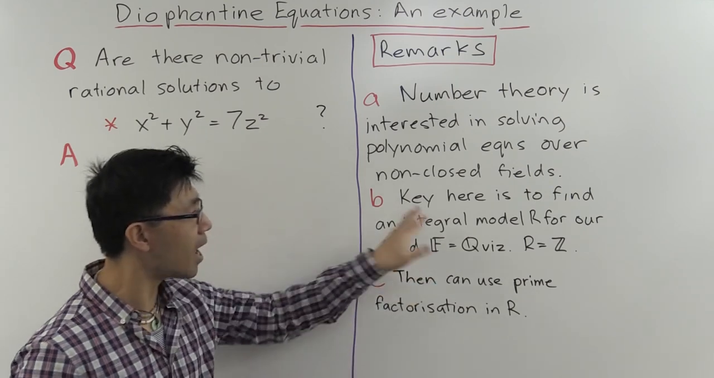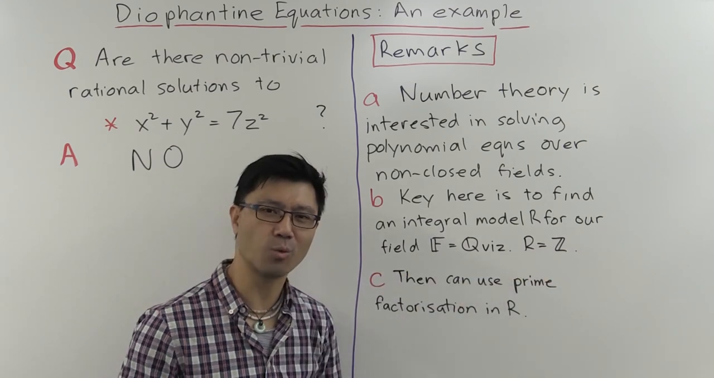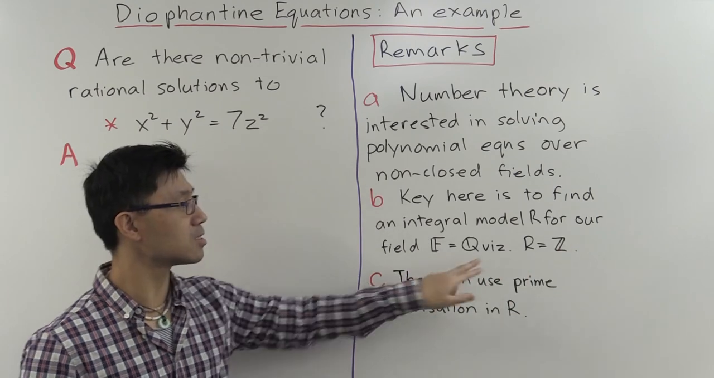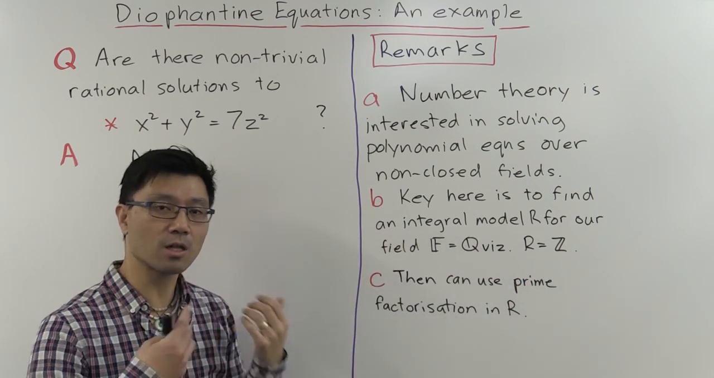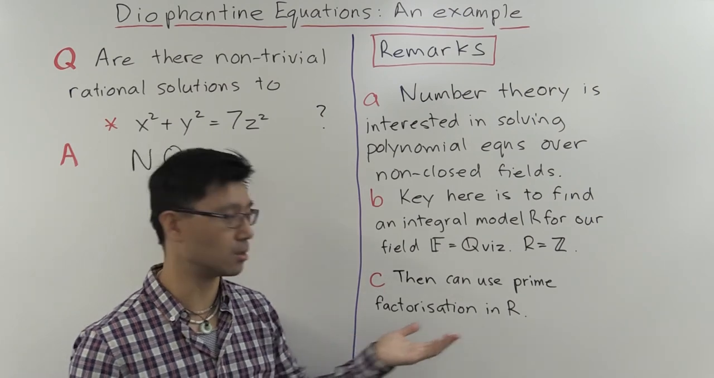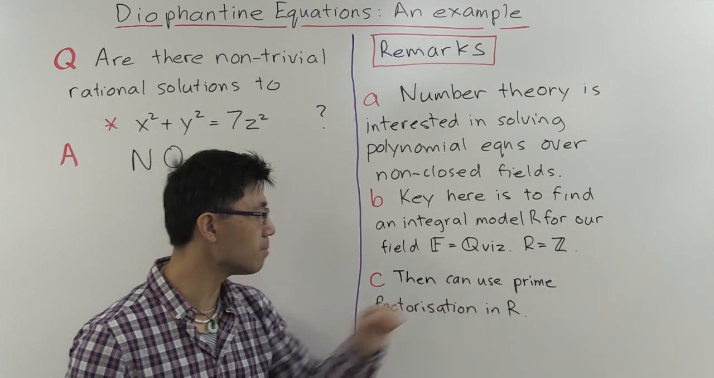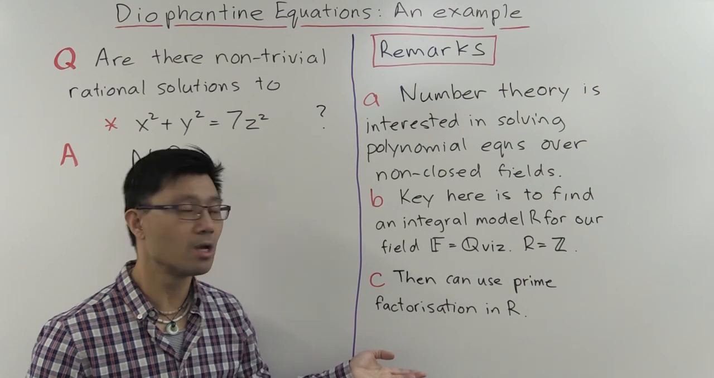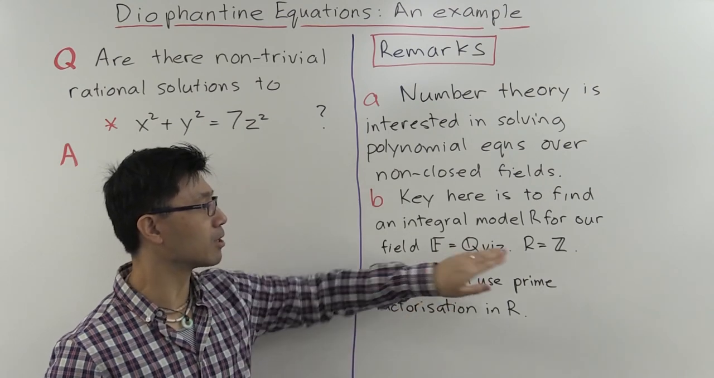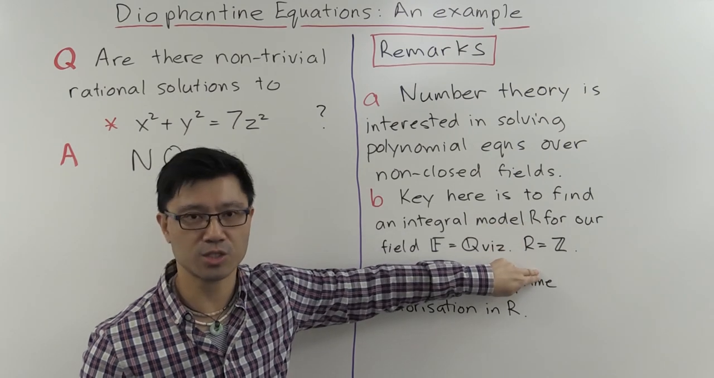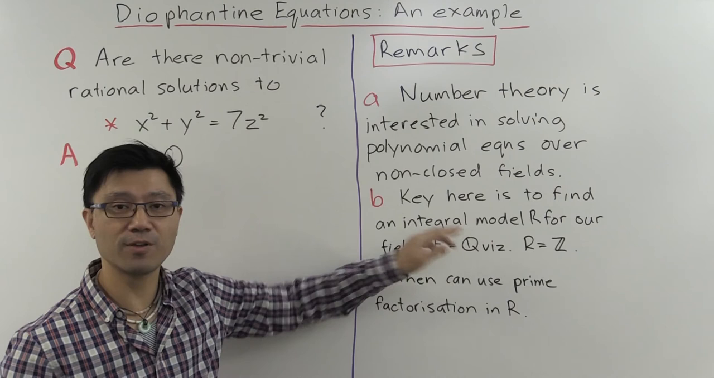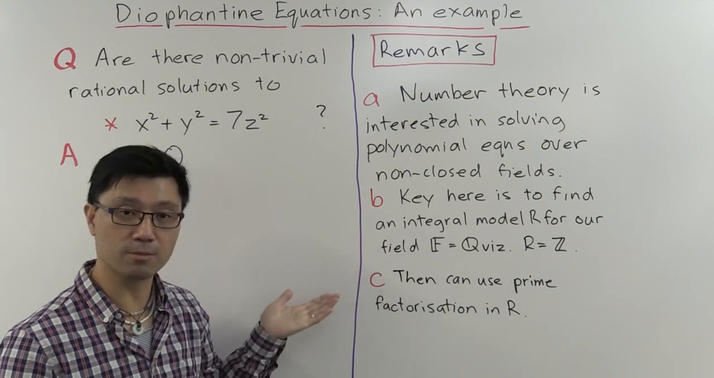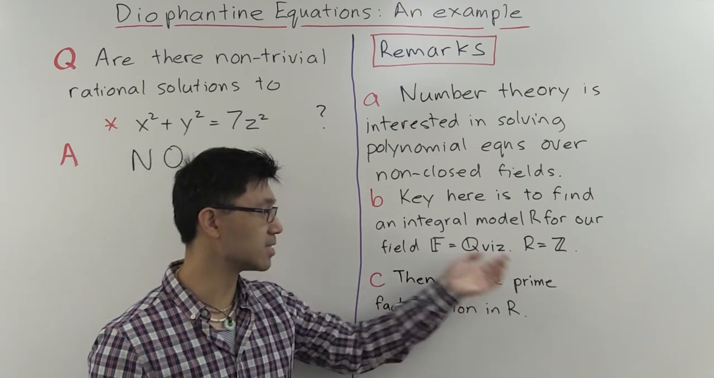And why was it that we passed to this integral model Z? What was the advantage of working there? And this is the key point. Well, when you work with the integers, this is a ring as opposed to a field, so it has lots of ideals, and in particular, we can talk about prime ideals in some meaningful way. There are lots of them, and you can use a lot of the theory of prime ideals, in particular, prime factorization. So there are a lot of techniques that we can use here because there's a rich ring theory associated to this ring R. If you look at just a field, the only ideals you have are the whole field itself and the zero, and you don't have as many tools to play around with. And that's not the case here.